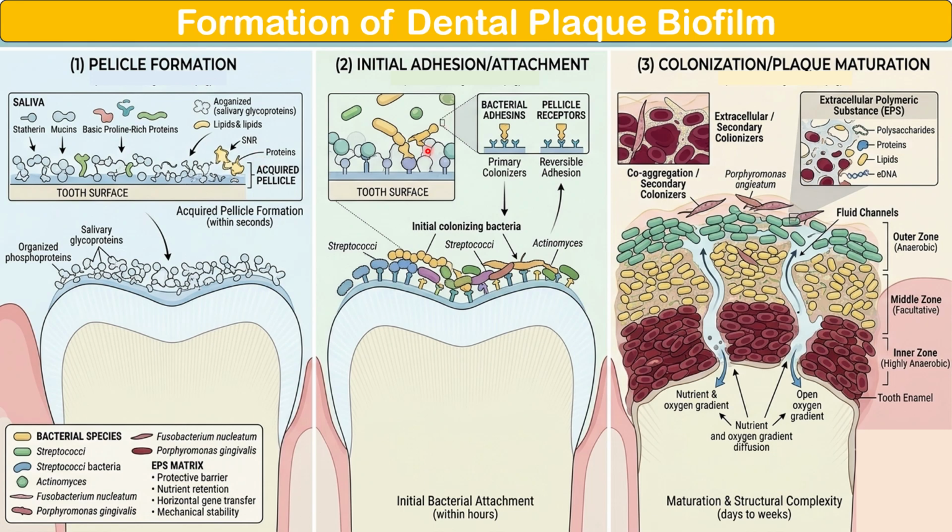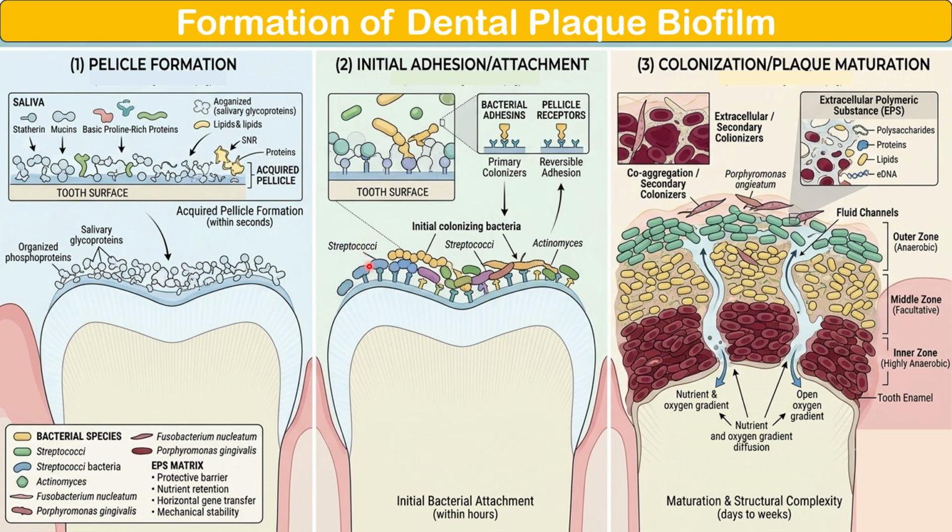Coming to the next stage, once the acquired pellicle has formed, the next stage is called initial bacterial adhesion or attachment. This usually begins within a few hours after pellicle formation. The first bacteria to attach are the primary colonizers. These are mainly the streptococci and the actinomyces. These bacteria possess molecules called bacterial adhesins, while the acquired pellicle contains complementary receptors. When these adhesins recognize and bind to these receptors, the bacteria get attached to the tooth surface.